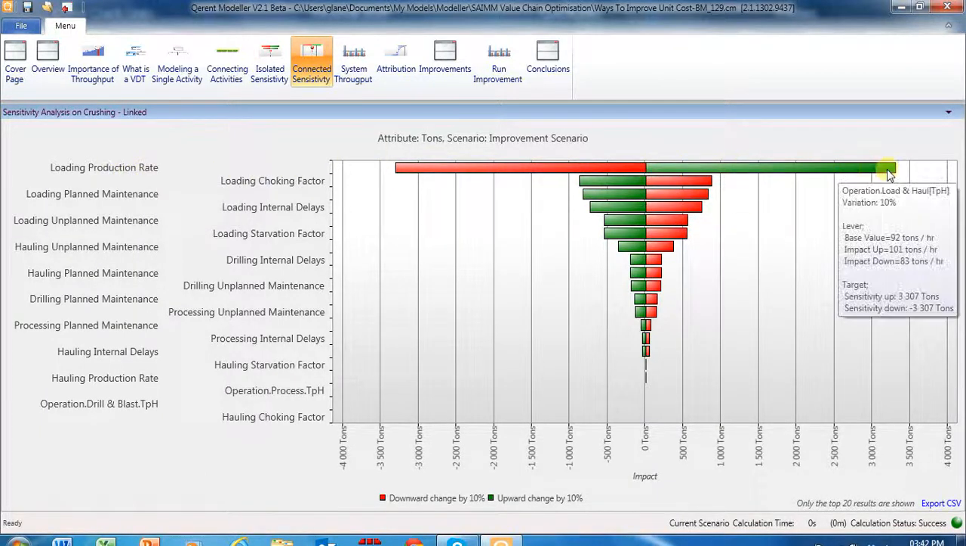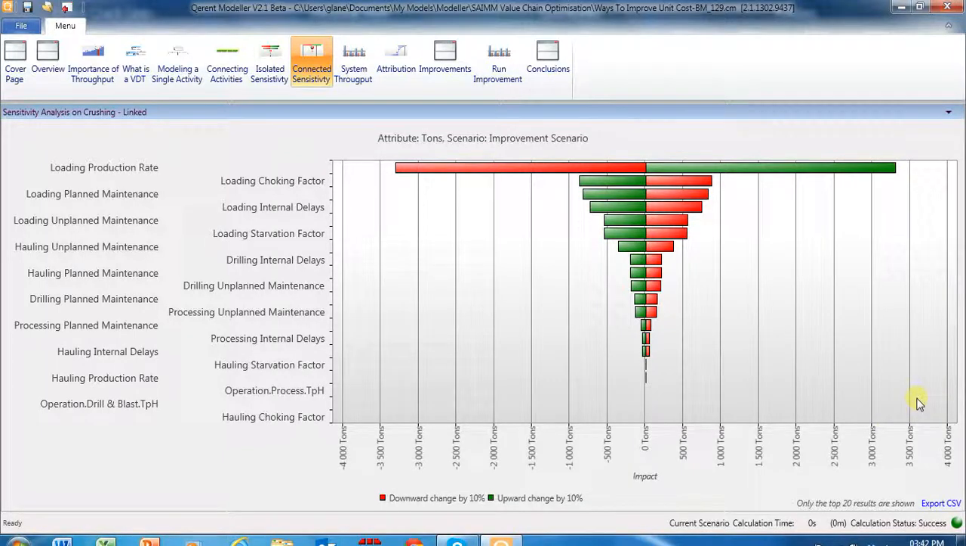So the loading production rate has the biggest impact. It has an impact of almost 3,500 tons on the crushing throughput. Then the loading choking factor, so that's the choking factor applied to crushing from loading. Then the loading planned maintenance, loading internal delays, loading unplanned maintenance.